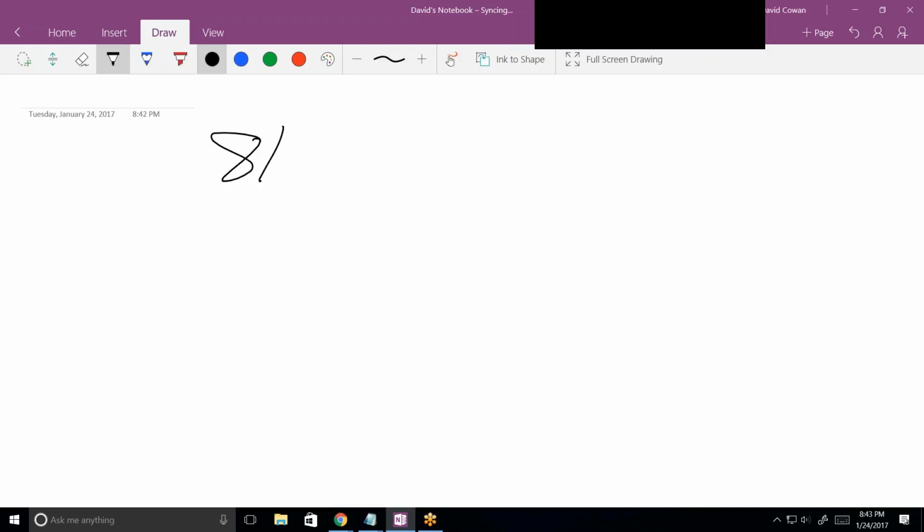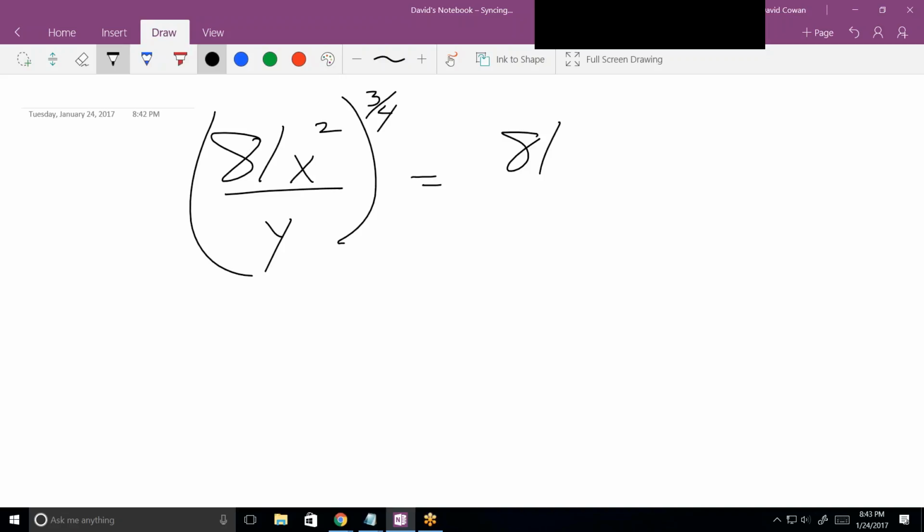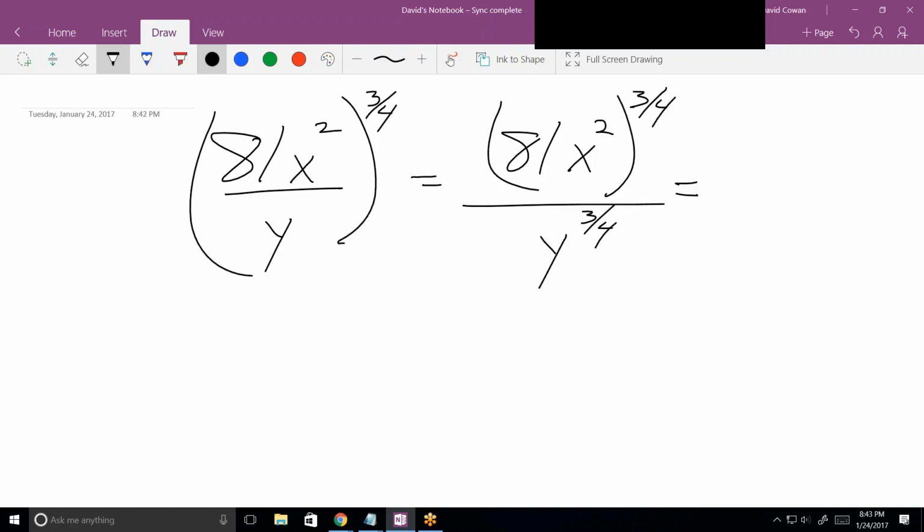All of these exponential problems, in other words, whenever you have multiplication taking place or division, then I can multiply that. This is the same thing as 81x squared to the 3/4 divided by y to the 3/4. It's an important consideration to realize you can always do that.